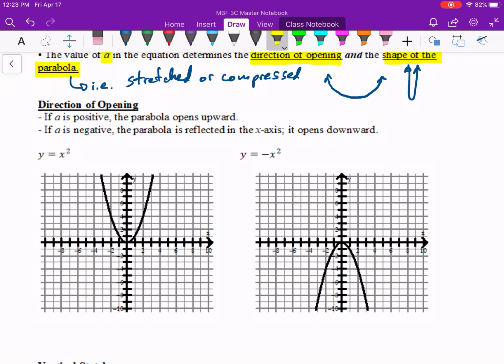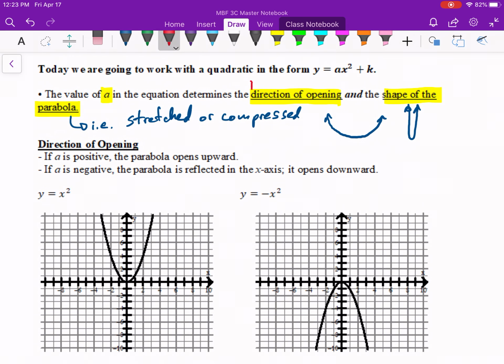So direction of opening, that was the first one. In fact, let's do a little numbering here. This is 1, this is 2, so we're doing 1 right now. If a is positive, the parabola opens upwards. So in other words, if there is an a value, it's not going to say a, it'll be a number like 1, 2, 3, 4, 5, 2.1, 1/4, something like that. If it's a positive number, in other words, no negative sign in front of it, then it's going to open upwards like this one.